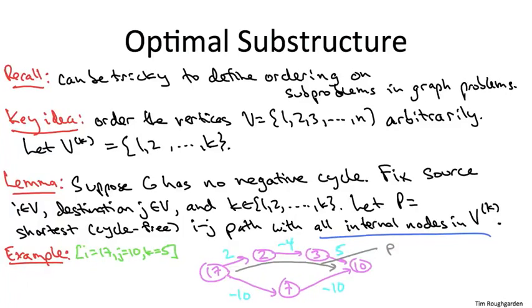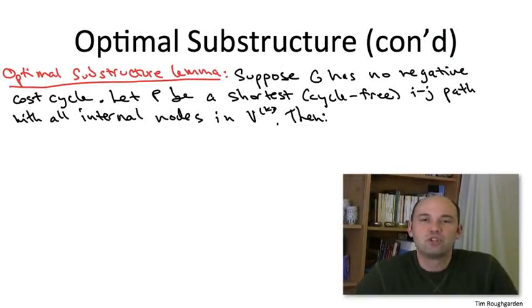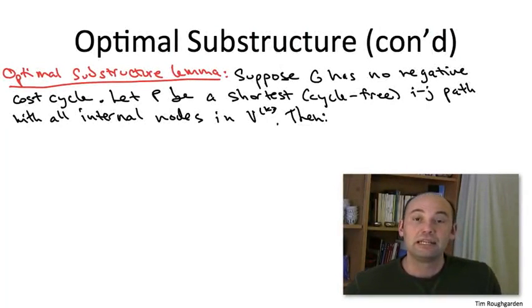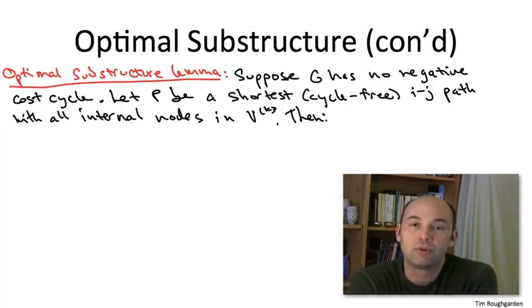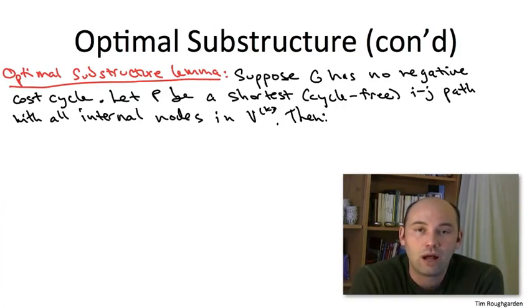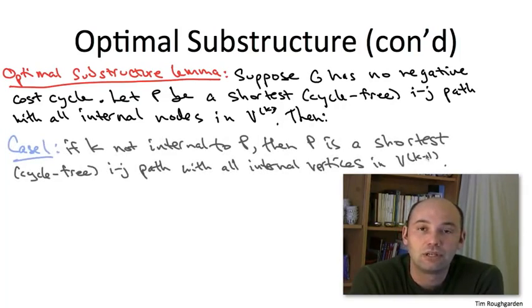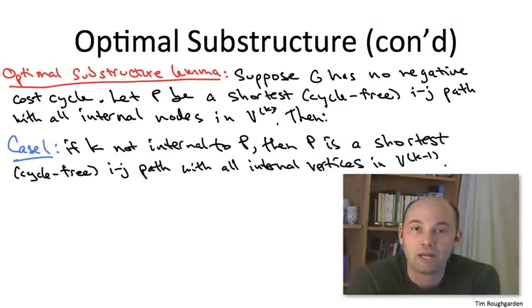Let's move on to the full statement of the optimal substructure lemma. All right, so this is actually going to be one of the simpler optimal substructure lemmas that we've seen in a while. We're back to the glory days of only two cases. The first is trivial. If the shortest path from i to j using only vertices 1 through k as intermediaries doesn't even bother to use the vertex k, well, then it better well be a shortest path from i to j that uses internal nodes only from 1 to k minus 1.